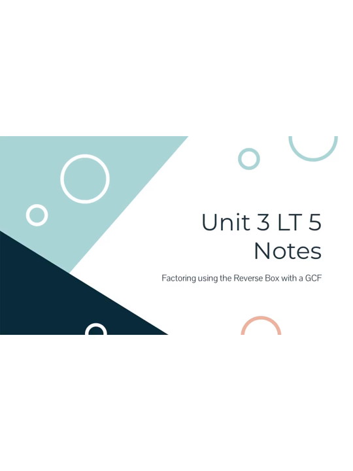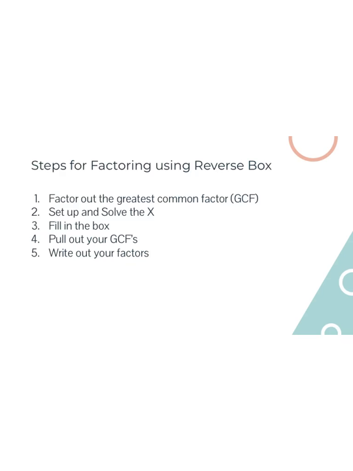Unit 3 LT5 notes: factoring using the reverse box with a greatest common factor. So our steps for factoring using the reverse box: first, we're going to factor out the greatest common factor. Then we're going to solve it just like we did before. We're going to set up our x, fill in our boxes, pull out your greatest common factors, and then write out your factors.